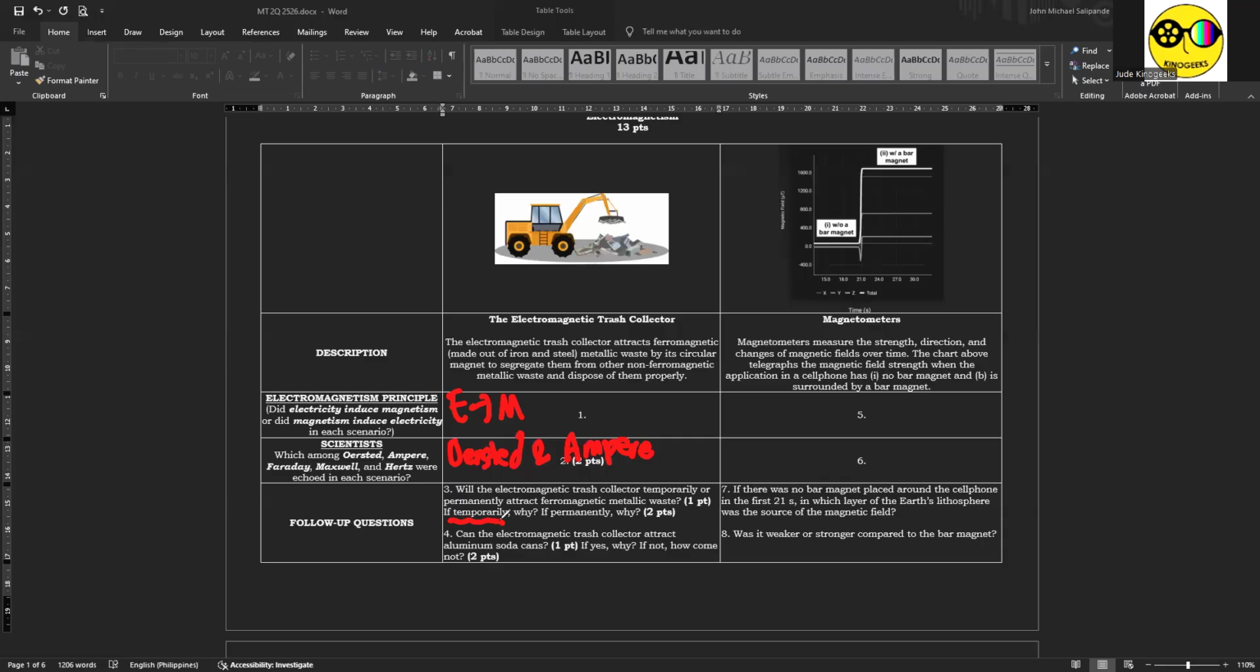Okay, so number four, can the electromagnetic trash collector attract aluminum soda cans? If yes, why? If not, how come not? So in the description, we established that the circular magnet can only attract metallic materials made out of iron and steel. And since the soda can is made out of aluminum, then therefore the answer is no.